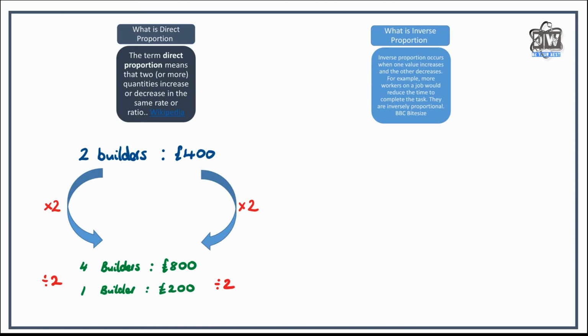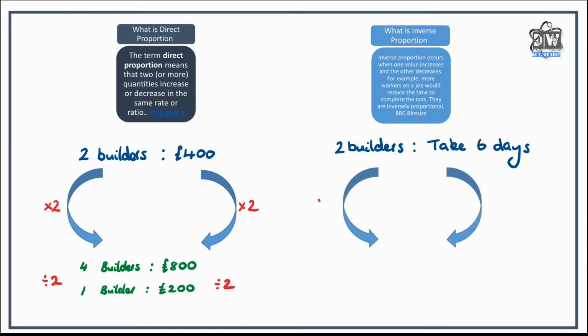But with inverse proportion, they work a little bit differently, and this is the reason why. 2 builders will take 6 days to do a job. So what about if we have 4 builders? Well, let's think about this logically. 4 builders are going to take less time, and this is where this is different. So if we times the builders by 2, then we actually divide the other side by 2 because it's going to take them less time. So we'll end up with 4 builders taking 3 days to do a task.